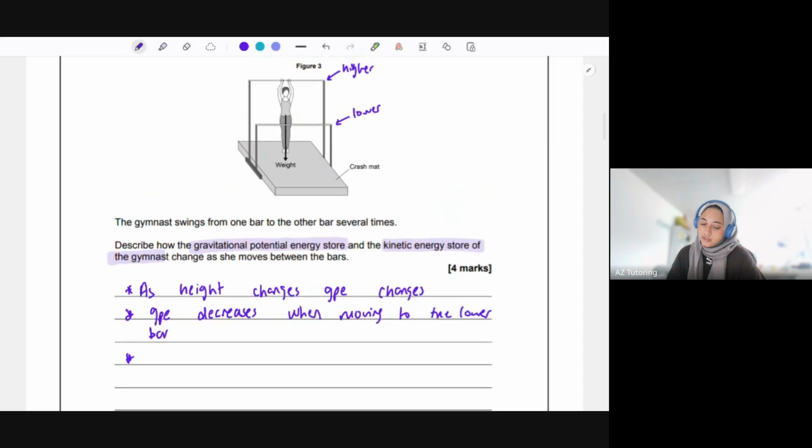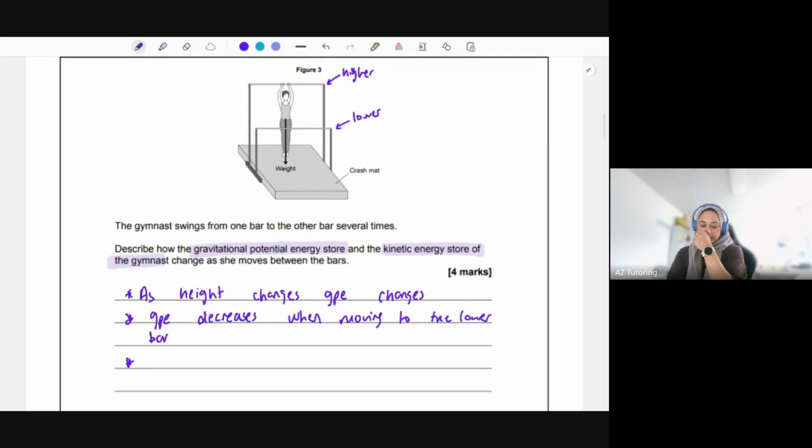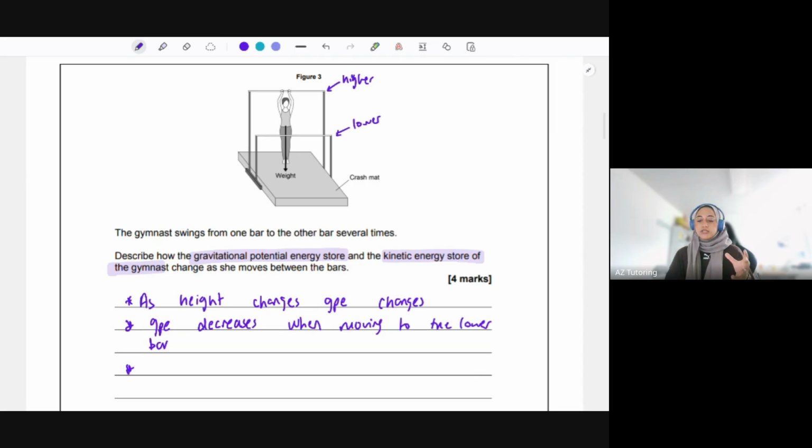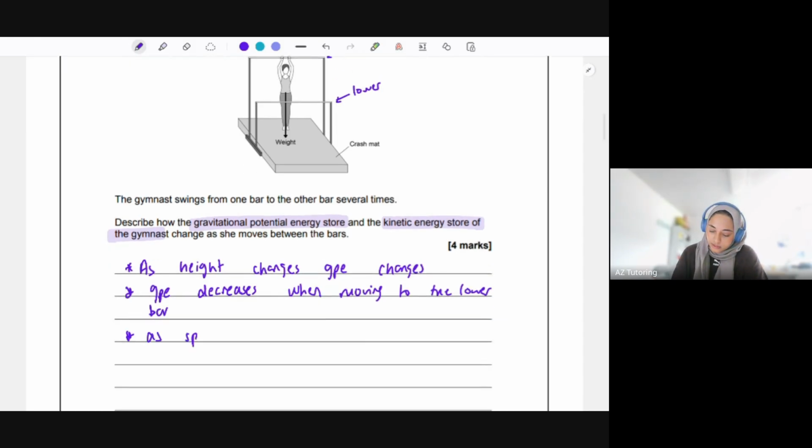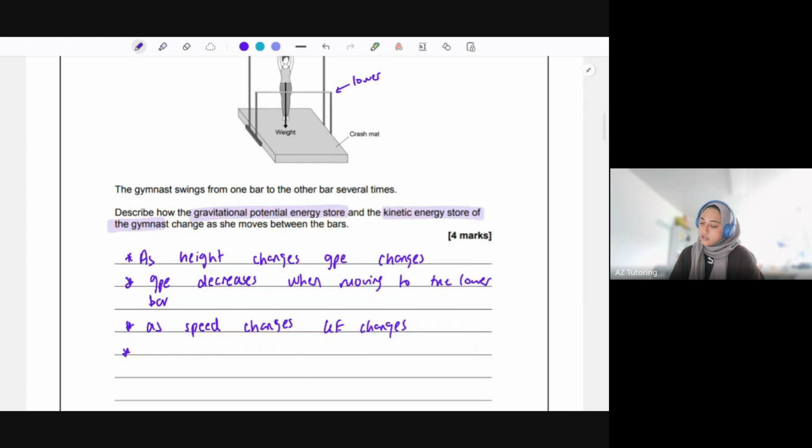You then can talk about the speed. She's moved from the first bar to the second bar, so you would say her kinetic energy is increased because there's movement involved. So your third mark comes from saying as speed changes, kinetic energy changes, because essentially there's movement involved. And so, as speed changes, kinetic energy changes.